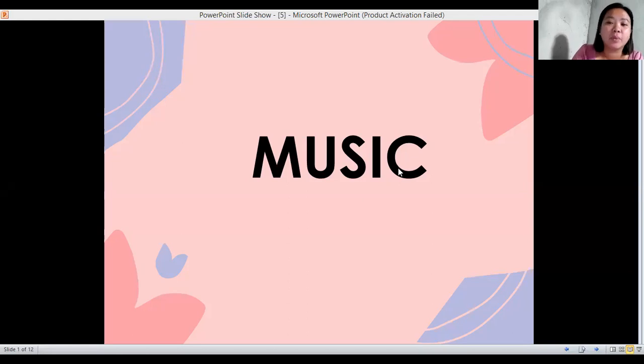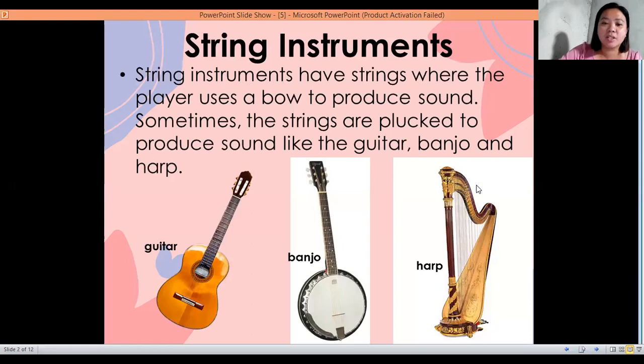And in our music, we are going to learn the different musical instruments. The first one is the string instruments. What is the meaning of string instruments? String instruments, of course, are instruments that have strings, where the player uses a bow to produce sound. Sometimes the strings are plucked to produce sound, like a guitar, a banjo, and a harp. You pluck these to make them sound.